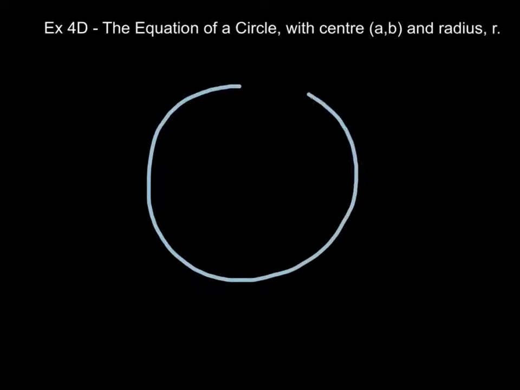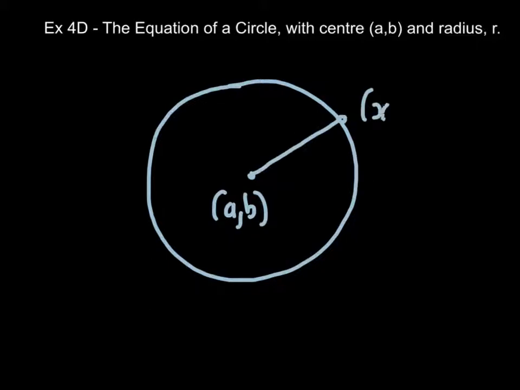Okay, this video is for exercise 4D, the equation of a circle with centre A, B and radius R. We're going to start off by seeing where the equation of a circle comes from. It's really simple. If you start with the circle, label it AB, draw in a radius. Now we want this to stand for any circle, so let's call that point XY, so it can stand for any point that's on the circle.